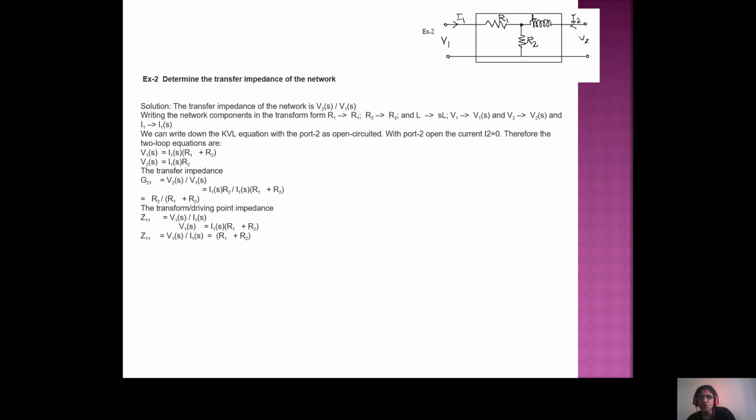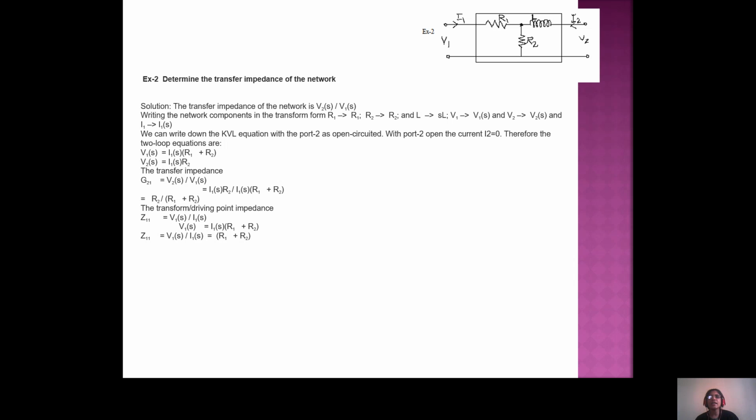In the first loop, with I2 as 0, I1 of S flows through R1 plus R2, which are in series. When you have to write down the voltage V2, the element in parallel with V2 is R2, so V2 of S is equal to I1 of S into R2. So the transfer function G2 of S is equal to V2 of S by V1 of S, that is I1 of S R2 by I1 of S into R1 plus R2, so that is equal to R2 by R1 plus R2.